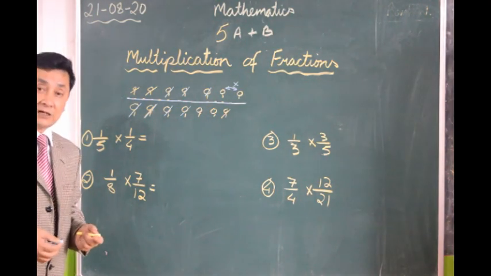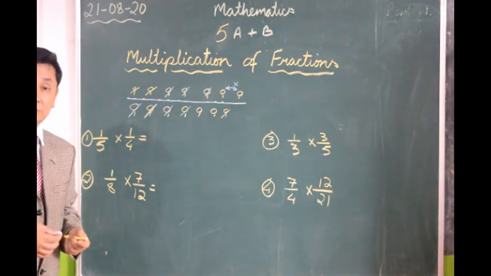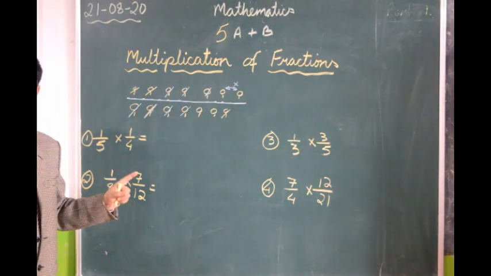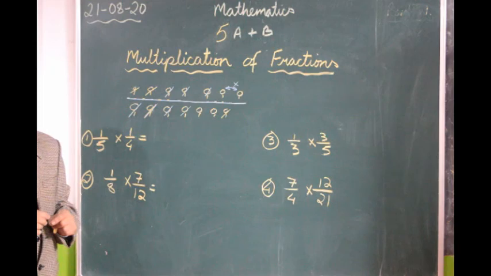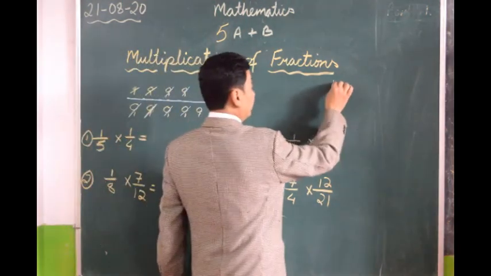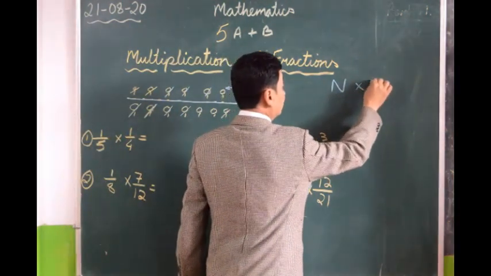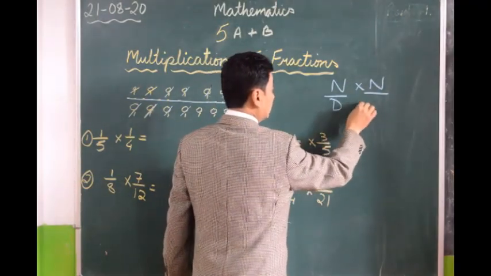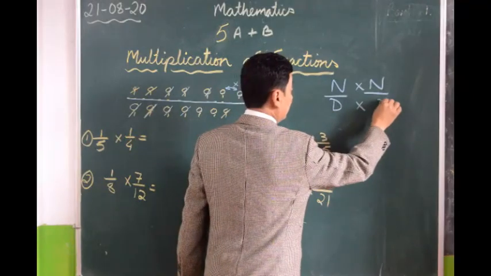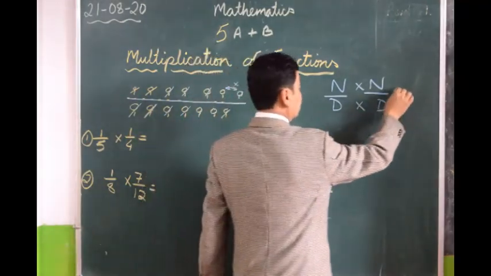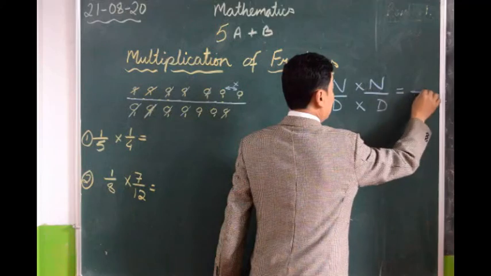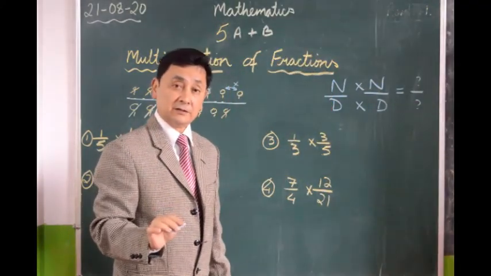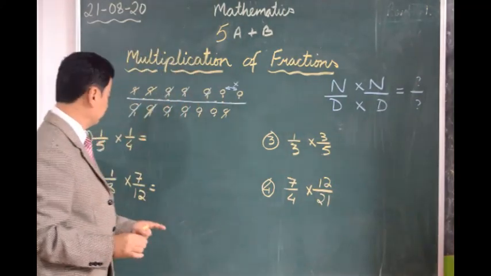If the numbers can be reduced, we have to reduce them first. If it cannot be reduced, we multiply straight away. We multiply numerator with numerator, and we multiply denominator with denominator, to get the answer. Got it? Okay, let's try.